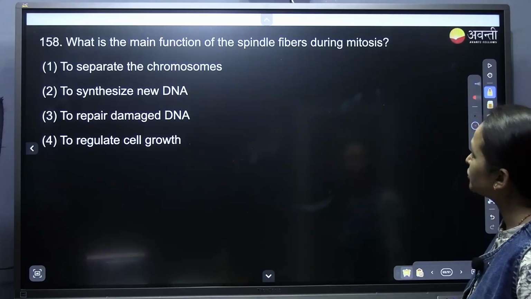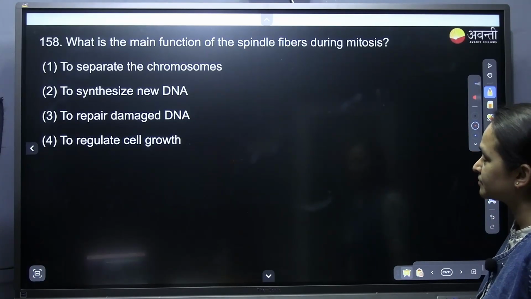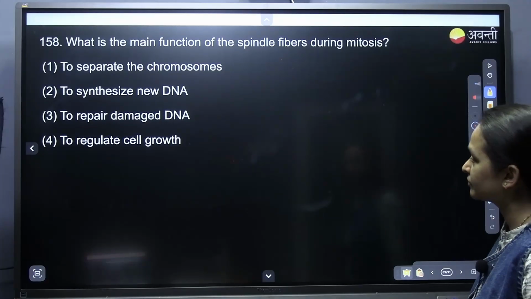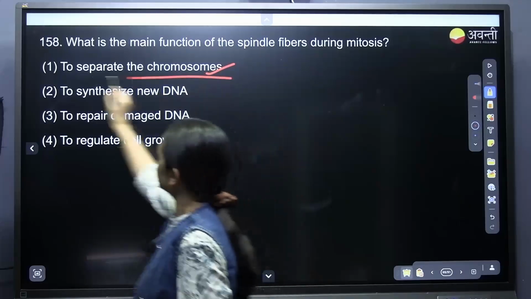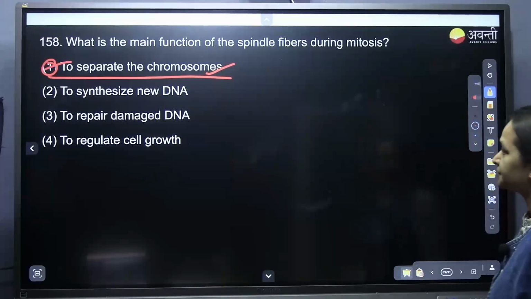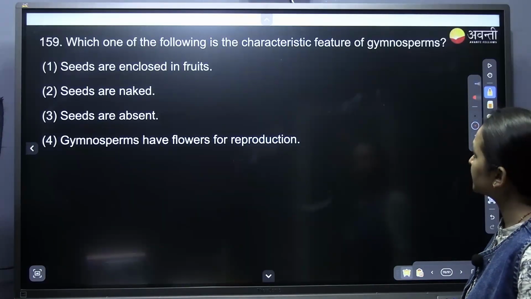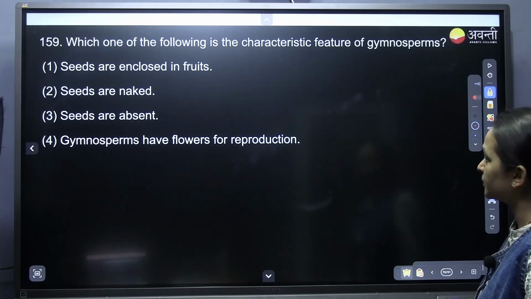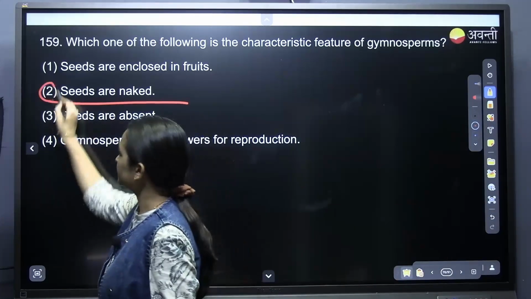What is the main function of the spindle fibers during mitosis? To separate the chromosomes. Very good. Which of the following is a characteristic feature of gymnosperm? Easy? Yes.